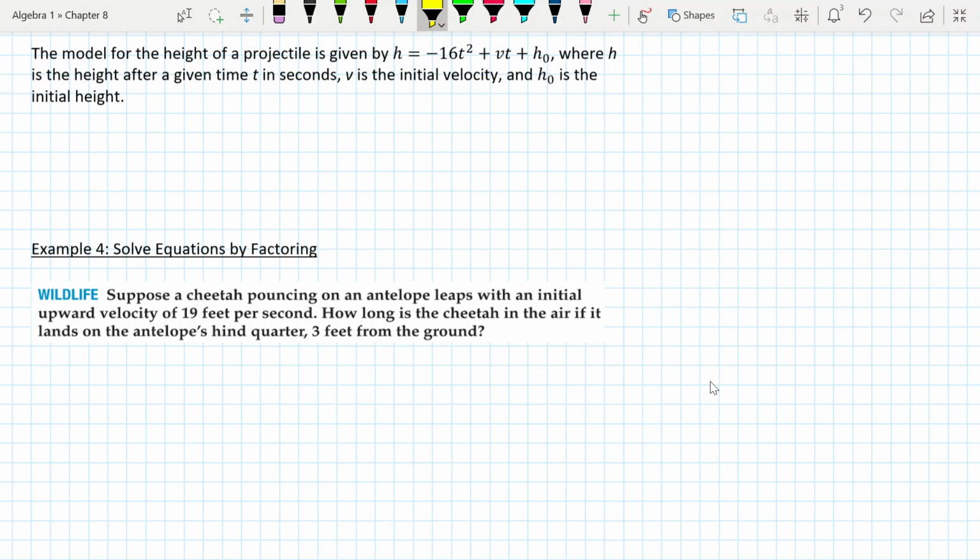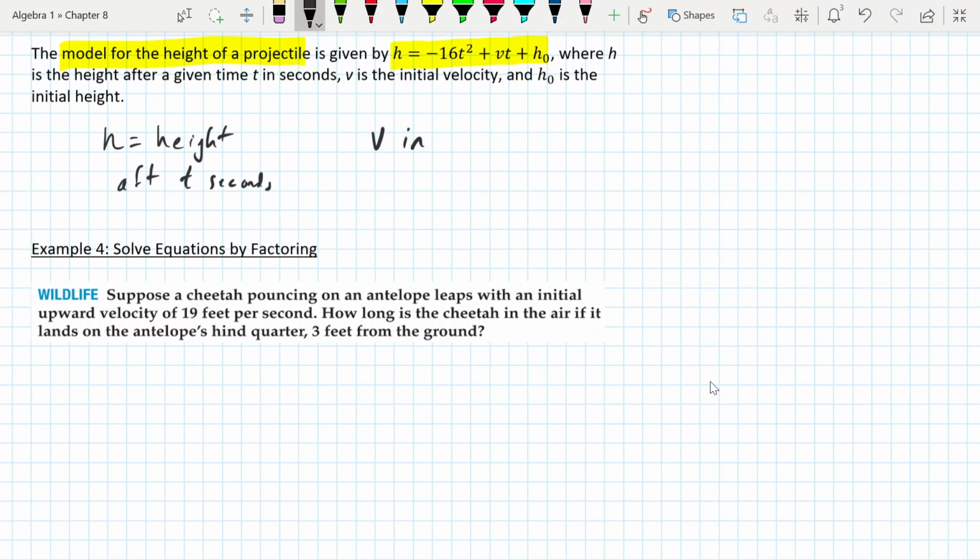When you take physics, one of the things you'll come across is a model for the height of a projectile, and we're going to use this equation: h equals negative 16t squared plus vt plus h naught. Basically, h, lowercase h, is the height of the object after t seconds.